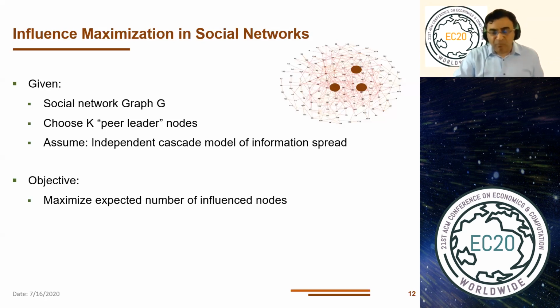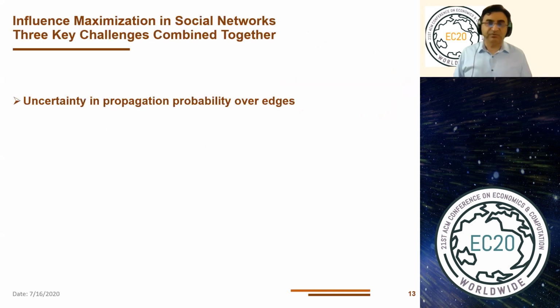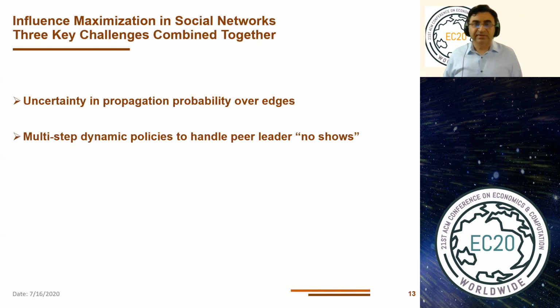Applying this influence maximization approach in the real world with these homeless youth raised 3 new challenges. First, there's uncertainty in propagation probability over edges in the graph. Second, we are interested in multi-step dynamic policies because we cannot bring in all peer leaders all at once. And when we bring them in stages, what we find is some peer leaders may be no-shows, they can't appear. And so we have to take into account who showed up in the previous stages in order to compensate by adding new nodes or dealing with the contingencies that may arise.